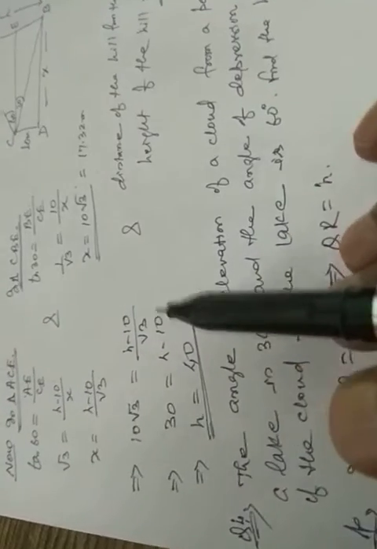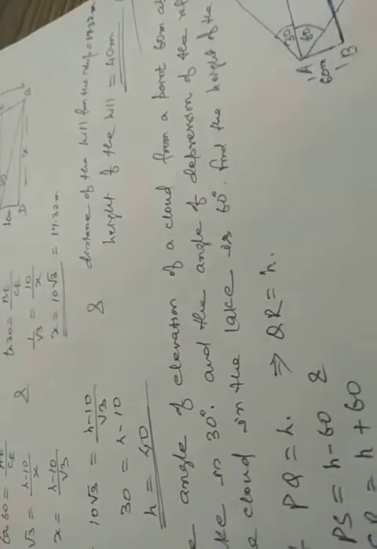So it is 30 is equal to H minus 10, or H is equal to 40. So in this way we have calculated the distance of the hill is how much? 17.32 meter, and height of the hill is 40 meter. Okay. Now come to this question.